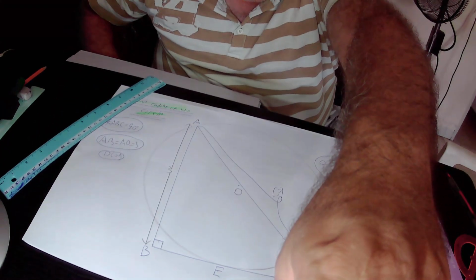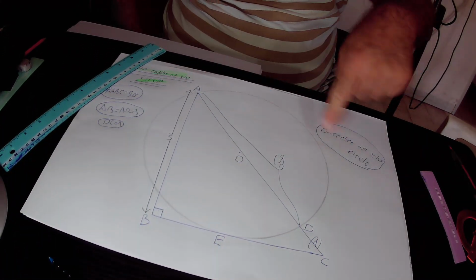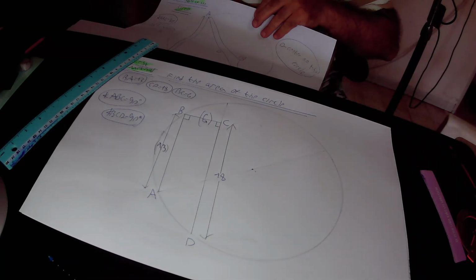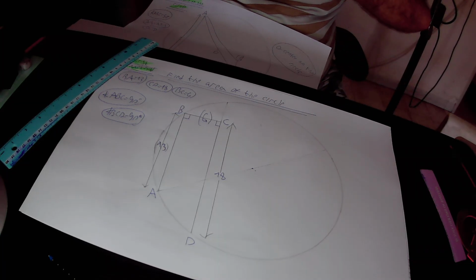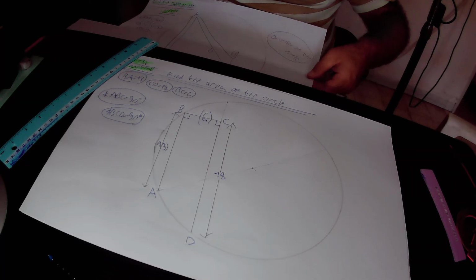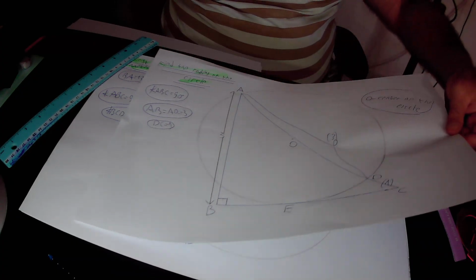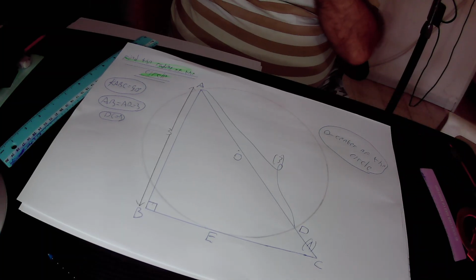Now in this lecture I will answer two questions. The first question, we find out the radius of this circle, and the second question, we find out the area of this circle using two different methods. We'll start with the first question.